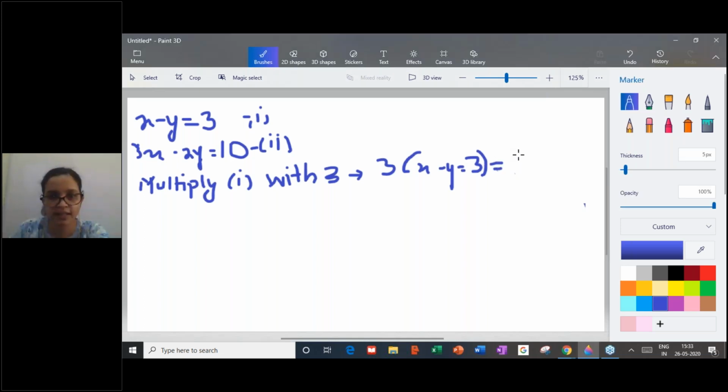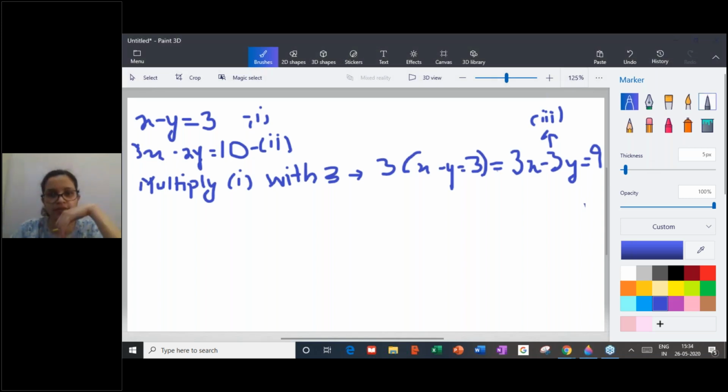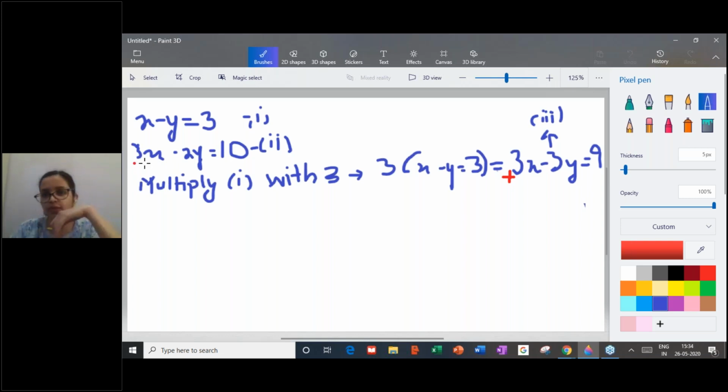This is basically 3x minus 3y is equal to 9. Correct? Okay, so this is equation 3. I'm writing it on top here. So now if you see the sign of x, see carefully, I'll show you. The sign of x here is positive and the sign of x here is also positive. So you subtract.